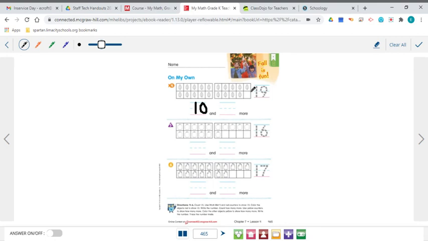And that second 10 frame should be pretty easy to see. There's only 1 missing, so there must be 9. We have 1 fewer than 10, and that must be 9. So now we know we have 1 ten and 9 extra ones. That means we have 19 altogether, just like what we do in the morning when we're making our number bonds. We've got a 10 and 9 extra ones to make 19.